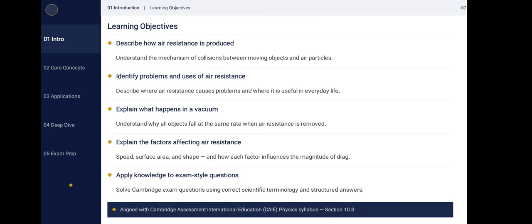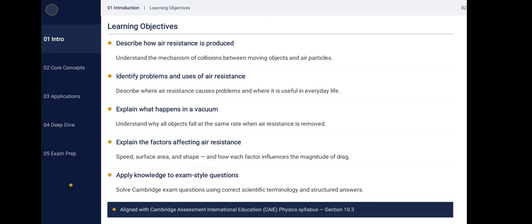Secondly, we will identify where air resistance is a problem, like slowing down cars, and where it is actually a life-saving tool, such as in parachuting. Thirdly, we will take a trip to the moon, metaphorically, to explain what happens in a vacuum and why the absence of air changes everything we know about falling objects. We will also investigate the three major factors that affect the strength of air resistance. These factors are speed, surface area, and shape.